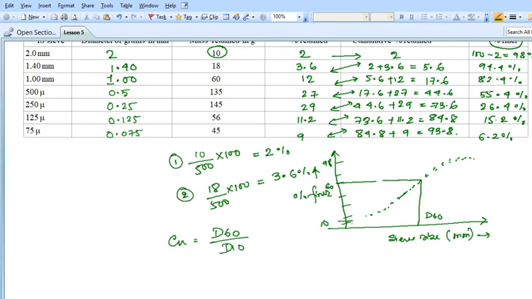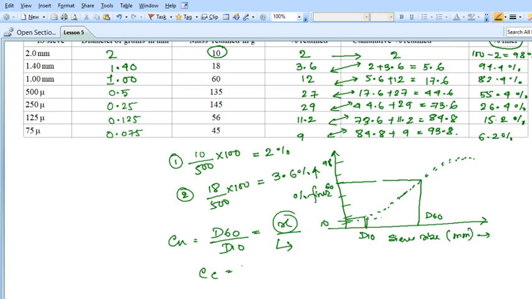Okay, so let it be 10% finer. So you'll obtain D10 from this graph. The value you obtain from here, say x, if this value lies in the chart, you find out if it's less than 5, or 5 to 15, or greater than 15, and classify the soil correspondingly.